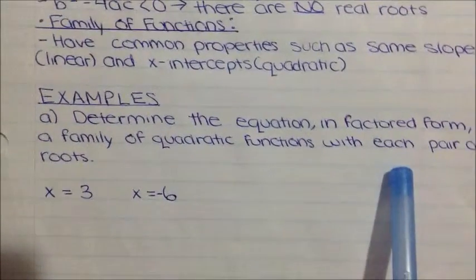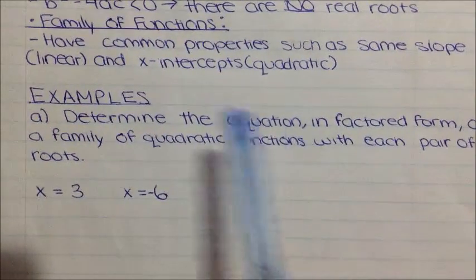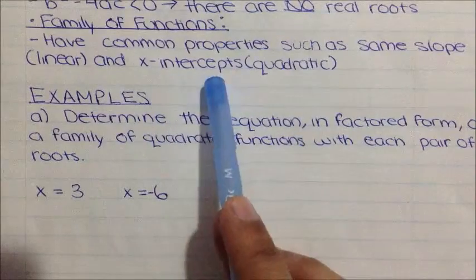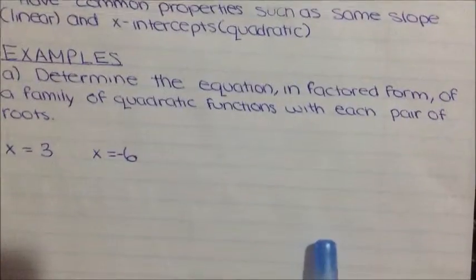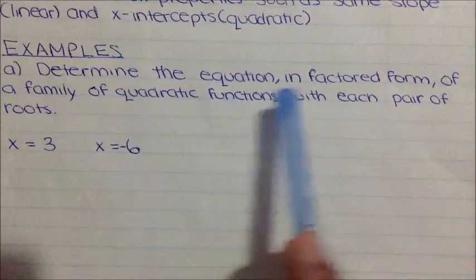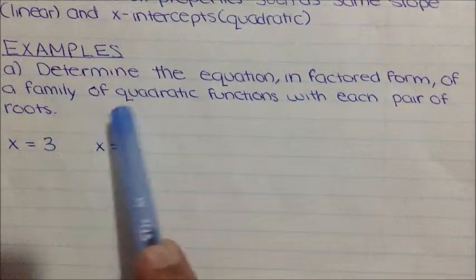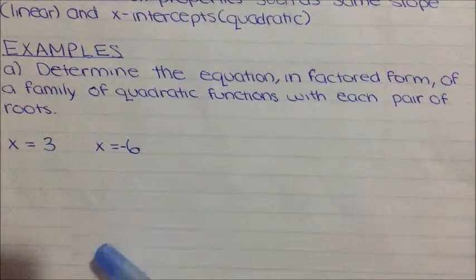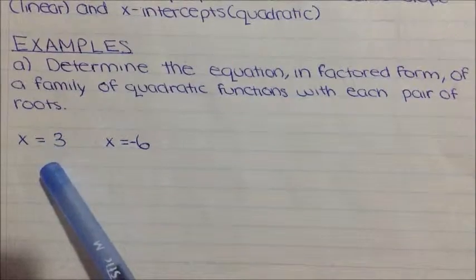You should also be familiar with family of functions. They have common properties such as same slope and x-intercepts. So the first example is, determine the equation in factored form of a family of quadratic functions with each pair of roots. The roots that are given are positive 3 and negative 6.